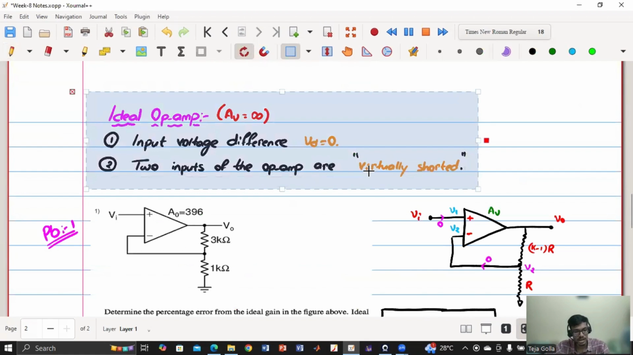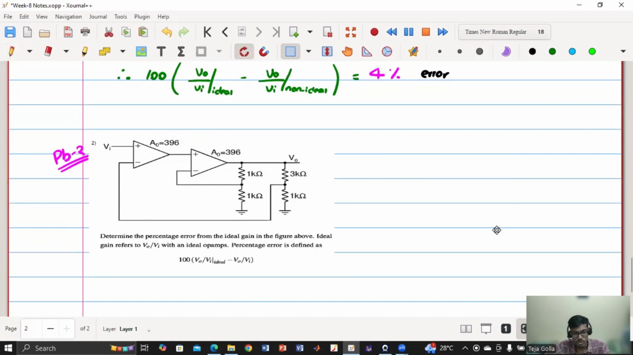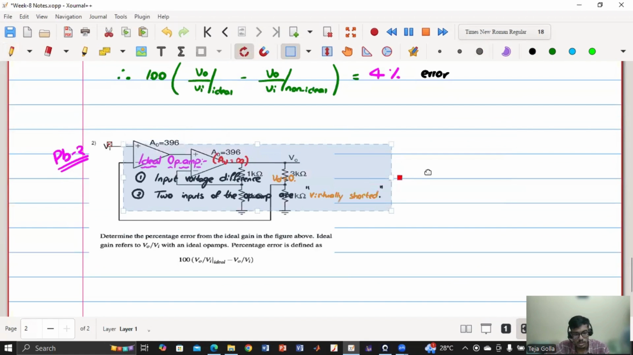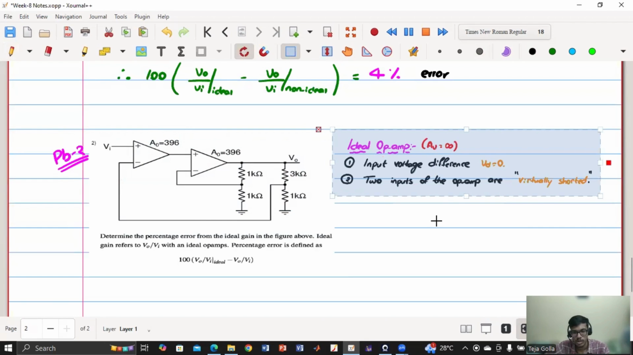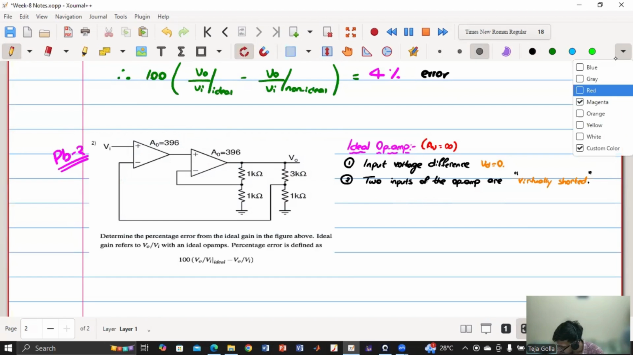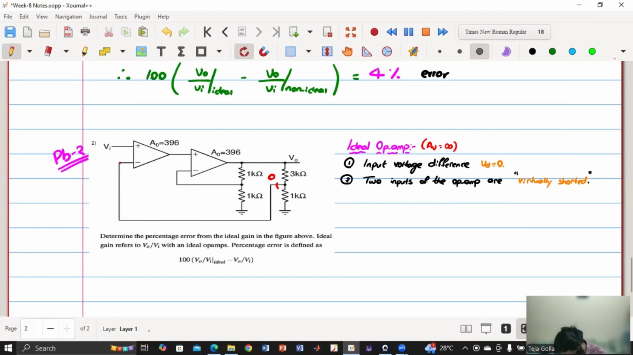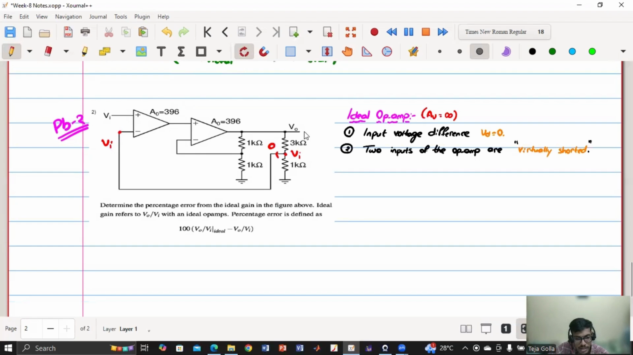If it is an ideal op-amp, then I know the input voltage difference is zero and the two inputs are virtually shorted. So using that, let us see. First of all, current is zero. So this current is zero. So if this is Vi, this is also Vi, right? Which means this terminal is also Vi. Now from the resistive divider expression, can you tell me the relation between V naught and Vi?